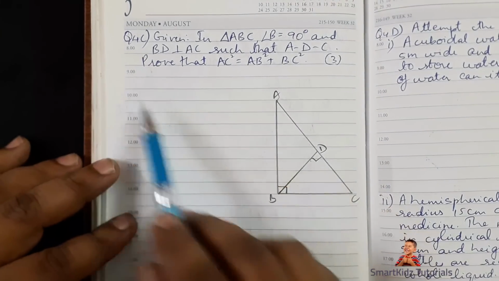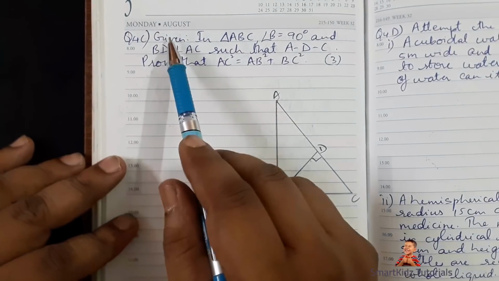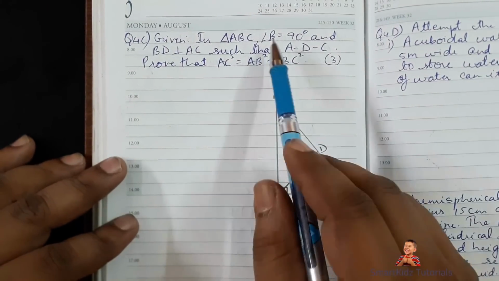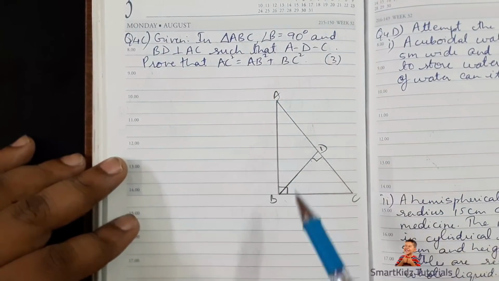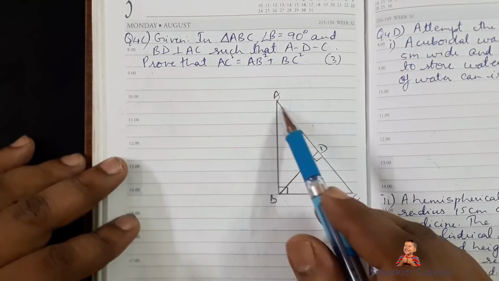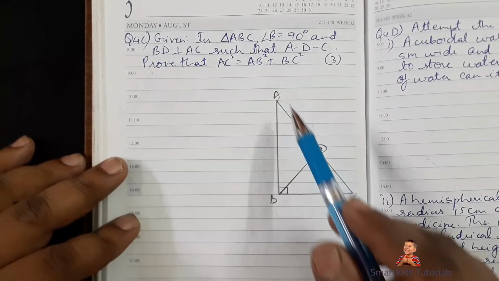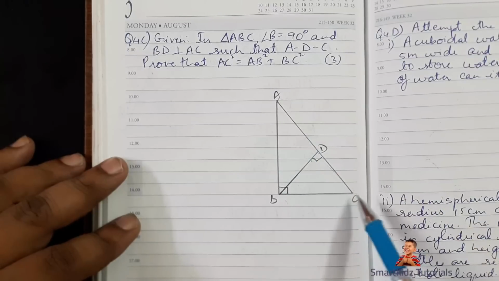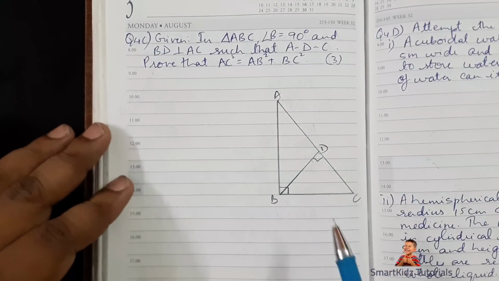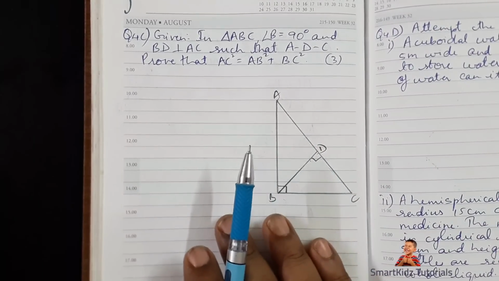Next question is the theorem, Pythagoras theorem. Given in triangle ABC, angle B is 90 degrees and BD is perpendicular to AC such that ADC. Prove that AC square is equal to AB square plus BC square. So this is a straightforward theorem for 3 marks.